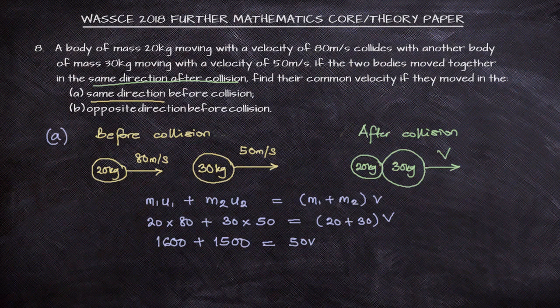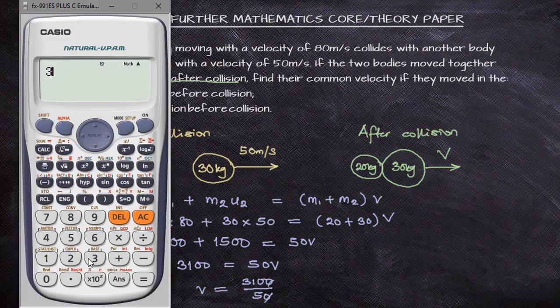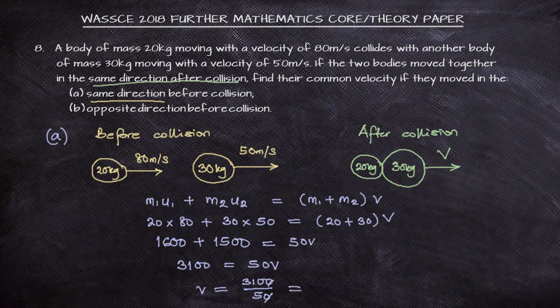And if we sum the left-hand side, that will give us 3,100 is equal to 50V, such that our V is 3,100 divided by 50. The 0 will cut out, and that will leave us with 310 divided by 5. That is 62 meters per second. So that is the final velocity if the objects are moving in the same direction before collision.